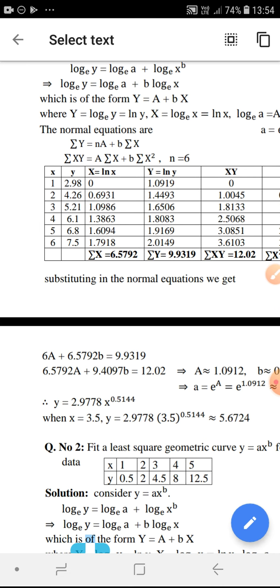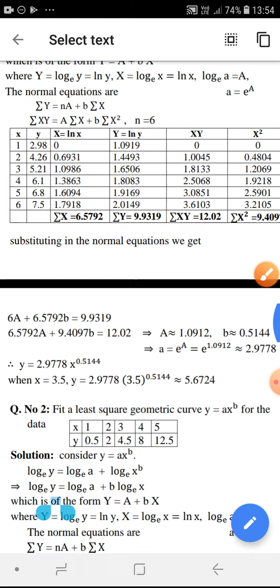Substitute these two values in the equation y equal to a into x power b. Substituting the a and b values, you get the curve. In this you can put x as 3.5 and calculate the corresponding value of y, which will be 5.6724.